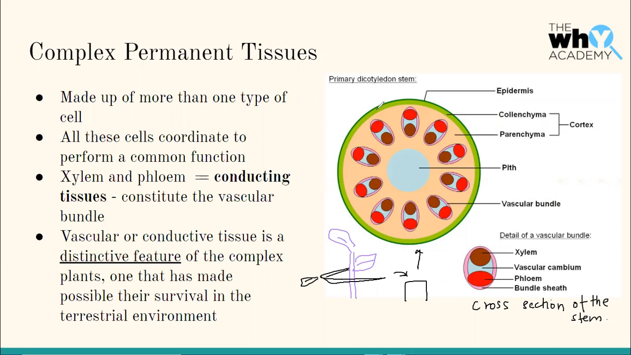So the first layer is the protective layer, which is the epidermis. Below that you have collenchyma, parenchyma, right? Like I said, parenchyma's main function is just to bridge the gap, to not leave any gap, and ensure that the plant structure stays firm, right? And pith, you can remember it to be the central part of the stem. At this stage, that much information is enough, right?